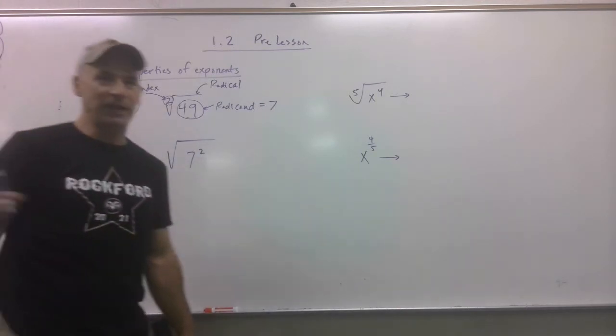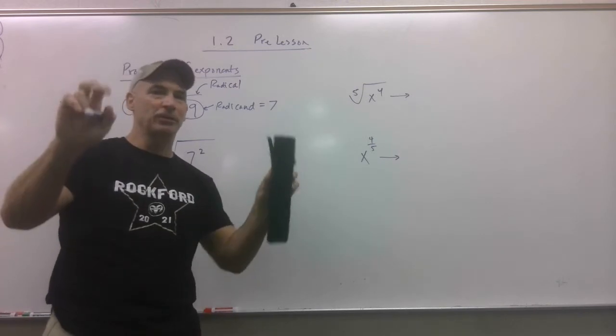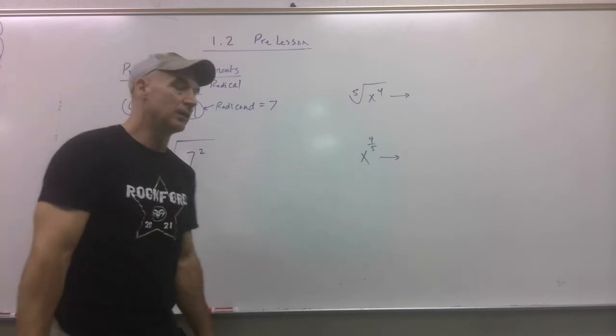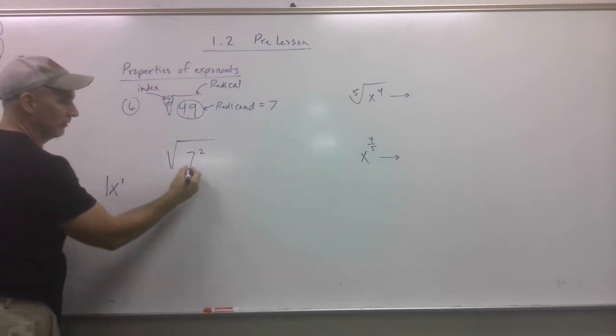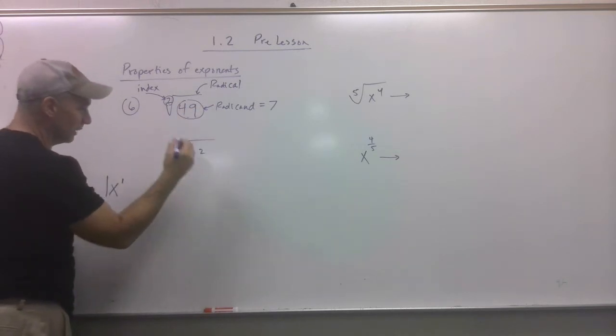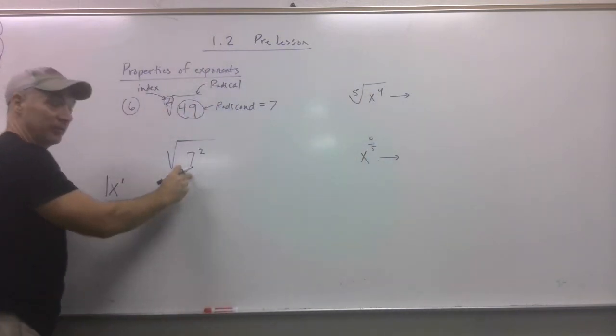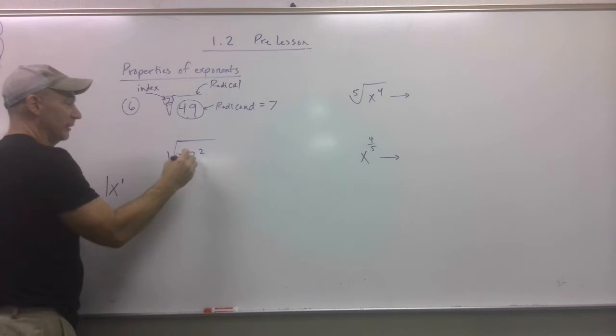Now you guys might say, well, negative 7 is also, I know, but we're just going to stick with what's called the principal root, the positive root. So with that in mind, what's 7 squared? Well, 7 squared is 49. Why am I showing you this? Because these problems are going to force you to understand some rules here. So let's talk about this.